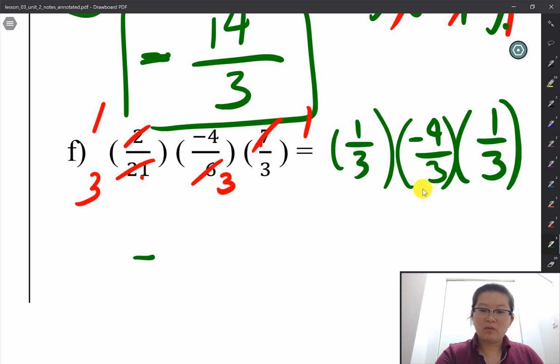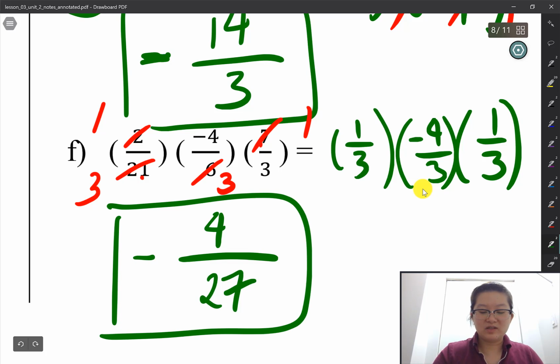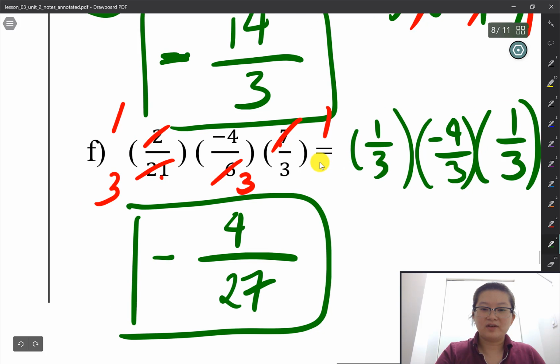Then I multiply the top. 1 times 4 times 1 is going to give me 4. 3 times 3 times 3: 3 times 3 is 9, and 9 times 3 is 27. And that is the simplified and most simplified fraction that we can have.